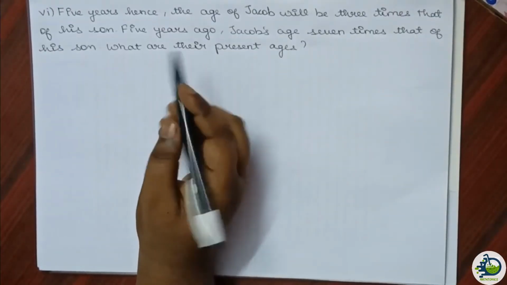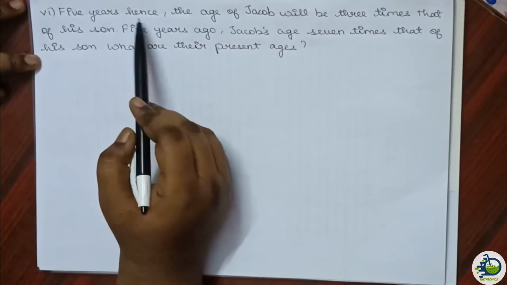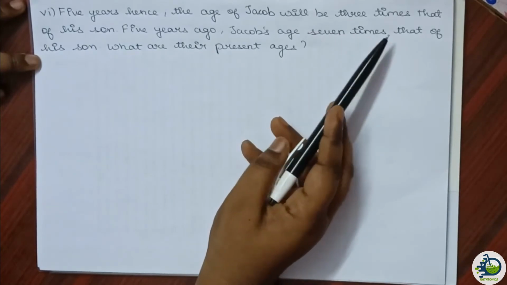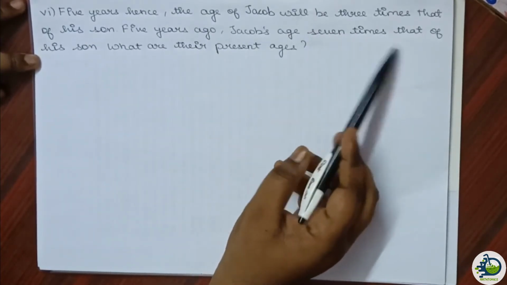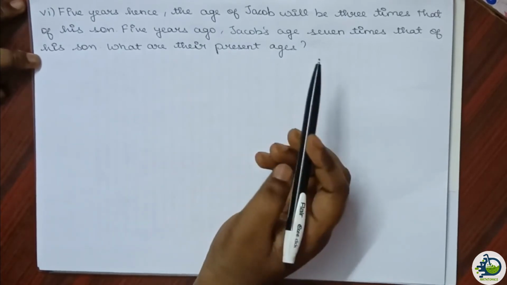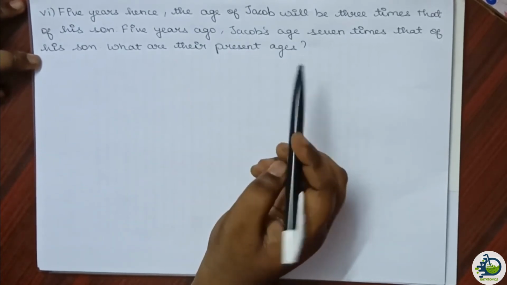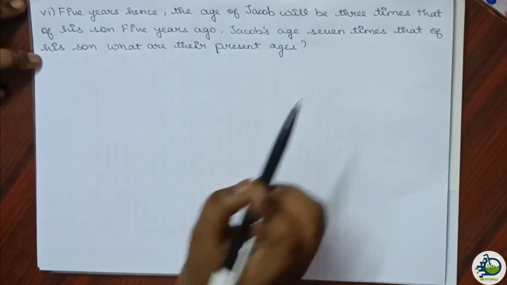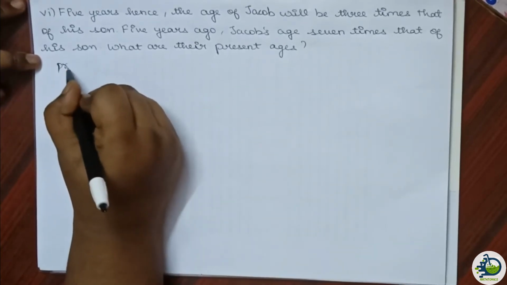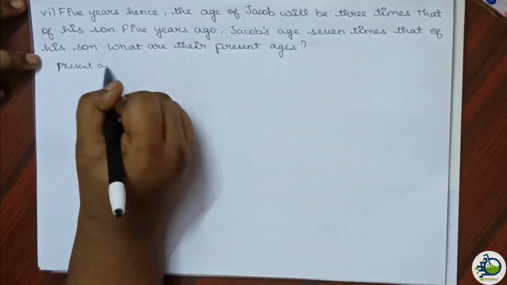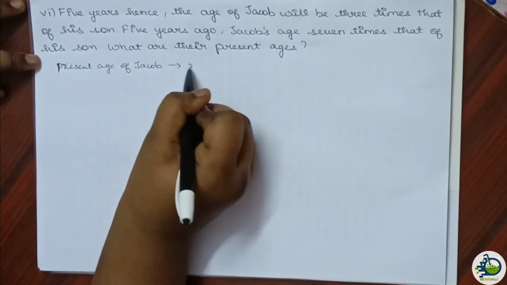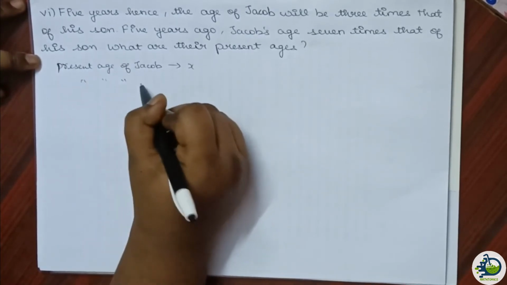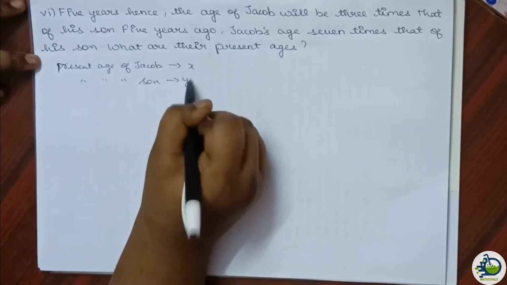Okay, let's move on to the next question. 5 years hence, the age of Jacob will be 3 times that of his son. 5 years ago, Jacob's age was 7 times that of his son. So what are their present ages? We have to find the present age of Jacob and his son. Let us consider the present age of Jacob as x and his son's present age as y.